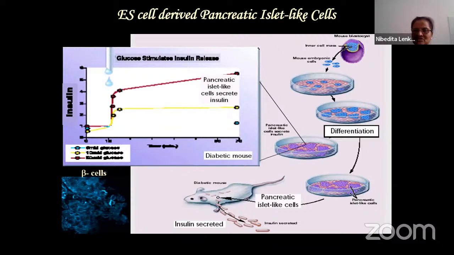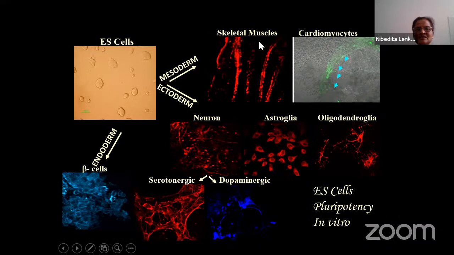This is the compendium showing the embryonic stem cells can give rise to all the cell types. These are pluripotent. So ectodermal derivatives: neurons, astrocytes, oligodendrocytes, specific subtypes of neurons, serotonergic, dopaminergic, etc. They have also given rise to mesoderm, skeletal muscles, cardiomyocytes, and endoderm, beta cells, like islet-like cells.